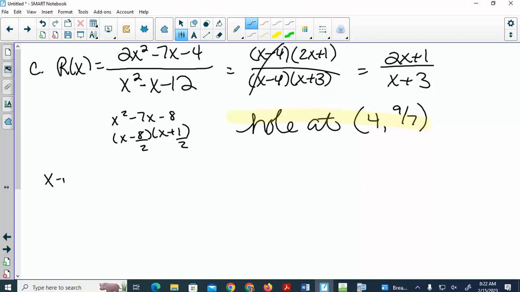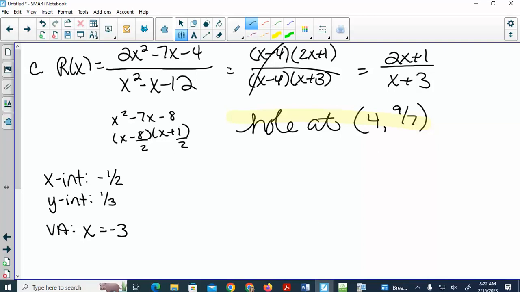Intercepts, we can base that off the reduced form. So looking at this, x-intercept, that's when y equals 0, or really just when the top is 0, so that would be -1/2. Y-intercept is when you plug in 0 for all of your x's, you get 1/3. Vertical asymptote, x equals, what makes the bottom 0? Again, we're looking at our reduced one, just -3.